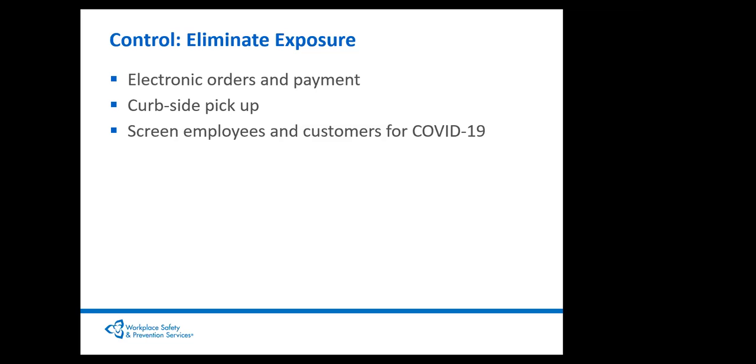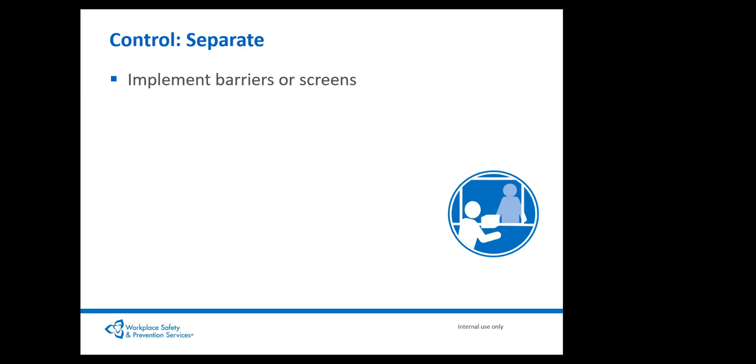And then screening employees and customers for COVID. This one gets a little tricky, but essentially there are some self-assessment tools that you can use to ask certain questions to your employees or even to the customers just to see how they're feeling. And if you think that they might have COVID, then you'll ask them to not come into the store or to not come in for work until they're feeling better, just to keep those germs at bay as much as possible. The next control would be to separate. So implementing barriers or screens.